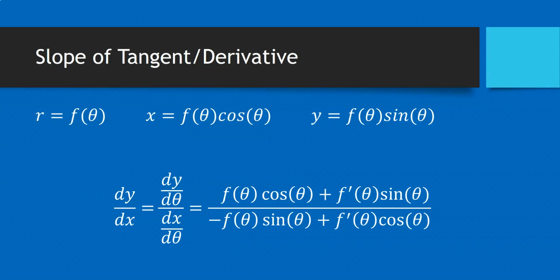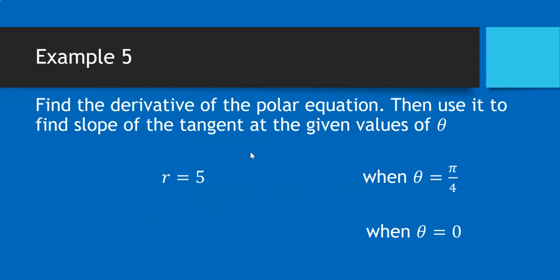So here's what I'd like you to do. This formula is going to be provided on a formula sheet, but go ahead and find the derivative of this polar equation, r equals 5. And obviously that derivative will allow us to find the slope of the tangent line when theta equals pi over 4 and when theta equals 0. Go ahead and do that.